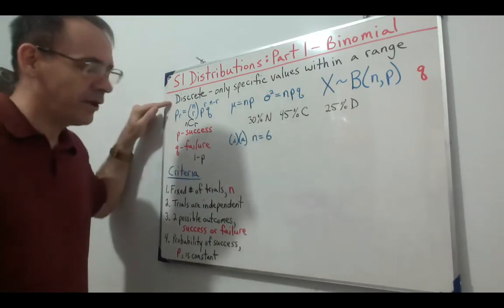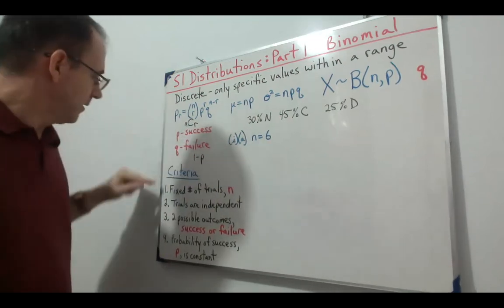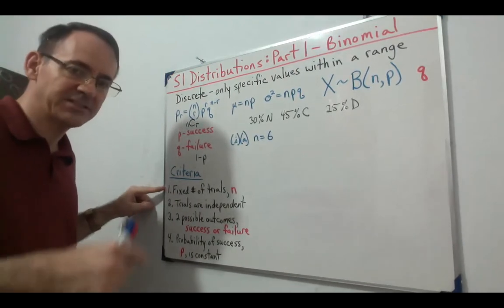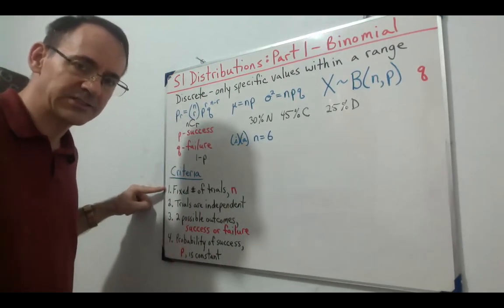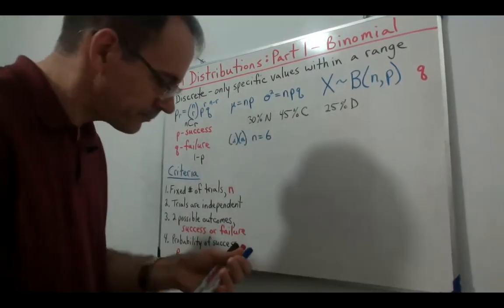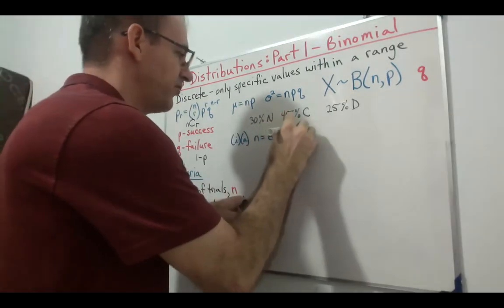So first of all, it's discrete. Number of people from the audience. Then from the criteria, we're dealing with a fixed number of people that were selected, 6. So our N equals 6. And these are notes supporters.